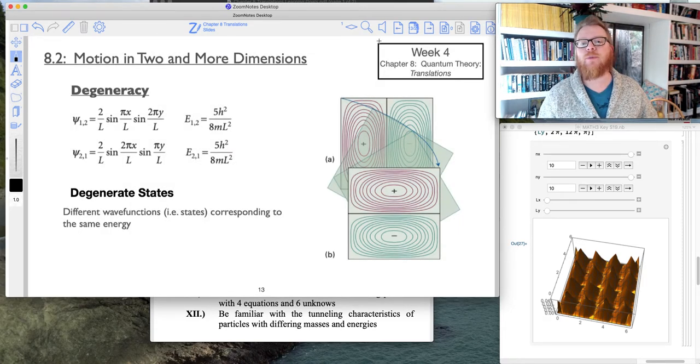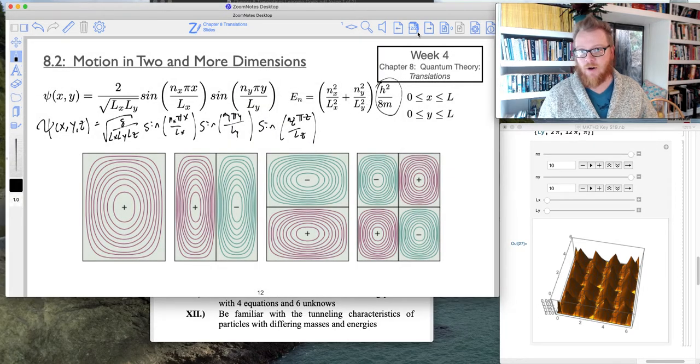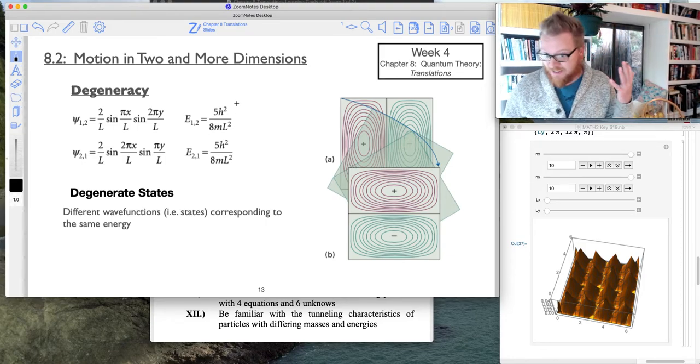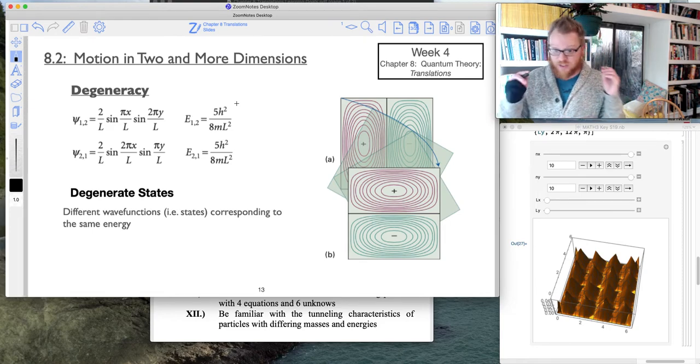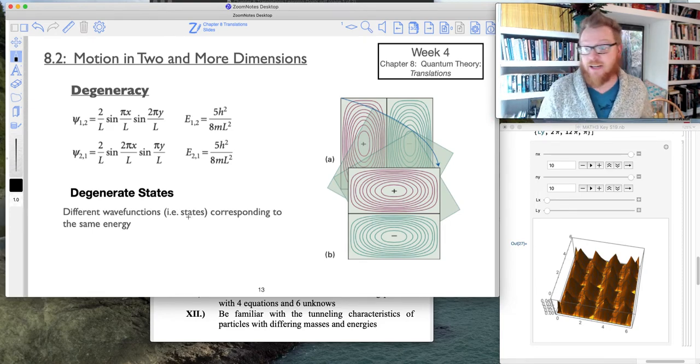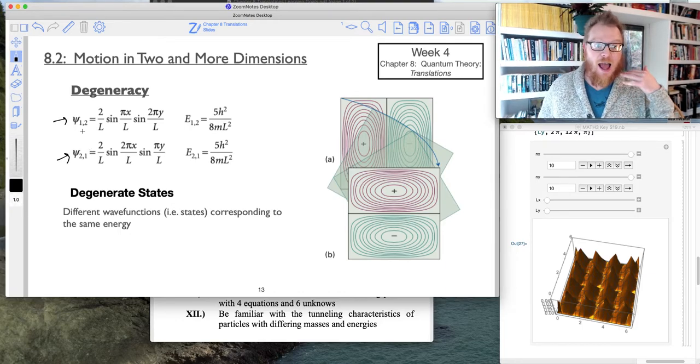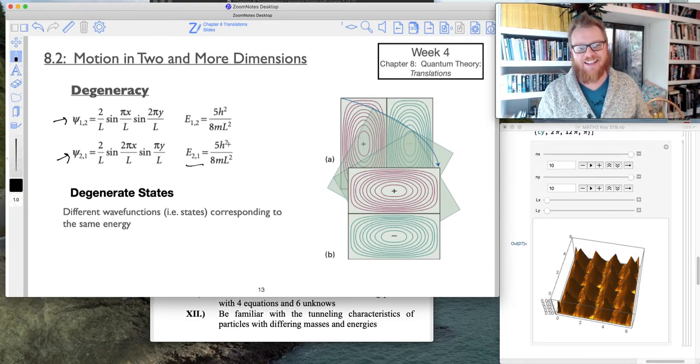And also, if we assume that the length in the x dimension is the same as in the y dimension, then the energy level E1,2 for the state psi 1,2 becomes 5h squared over 8mL squared. Well, what if we switched the order of those n's? Not even really switching the order, but just making them different numbers, like a different state. So these are two different states right here. Psi 1,2 and psi 2,1 are technically different states. However, if we look at the energy result for E2,1, it's the same as E1,2.